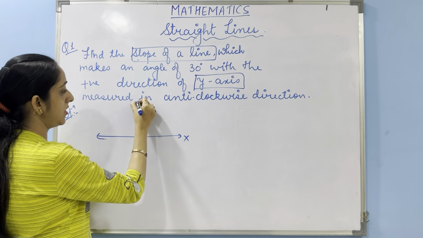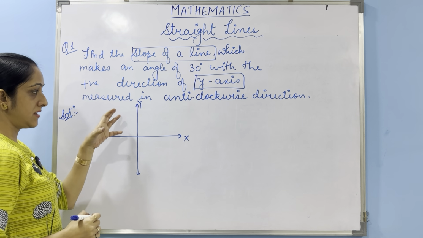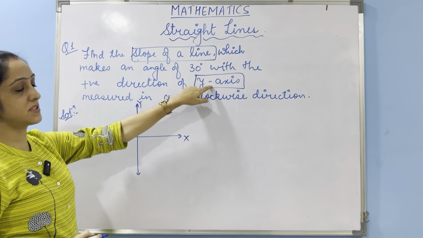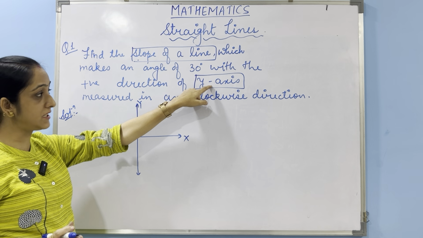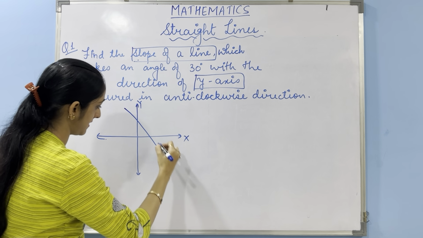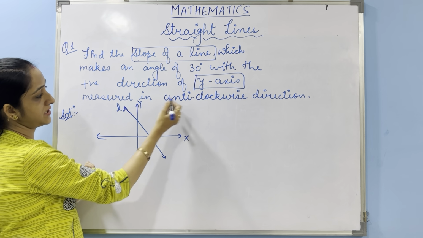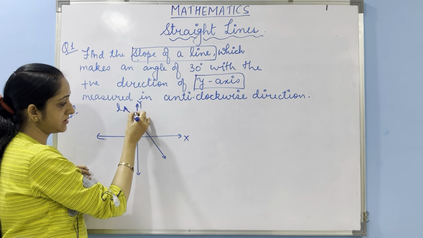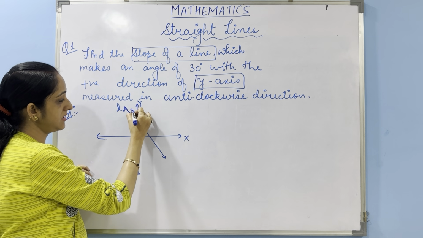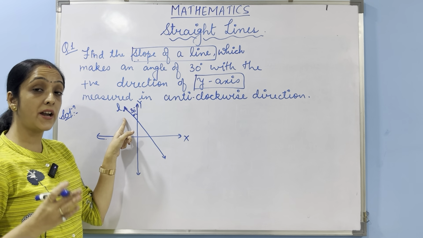So let's draw a coordinate plane. Now in this coordinate plane, the angle made by a line with the positive direction of the y-axis is 30 degrees, and it is measured in the anti-clockwise direction. So the line will look like this. This will be the line, right? If the y-axis is rotated in the anti-clockwise direction till line L, this angle is 30 degrees. This is what is given about the line, and we need to find the slope.